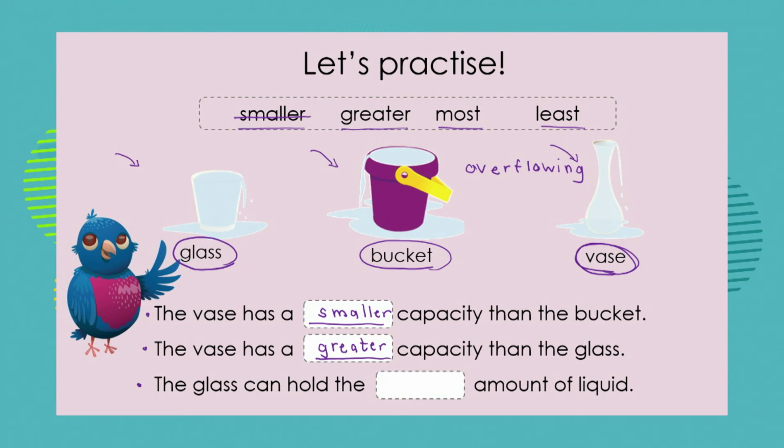And our last sentence, the glass can hold the missing word amount of liquid. So would it be most or least? That is correct. The glass can hold the least amount of water. So out of all the objects, the glass can hold the least amount and the bucket will hold the most amount.